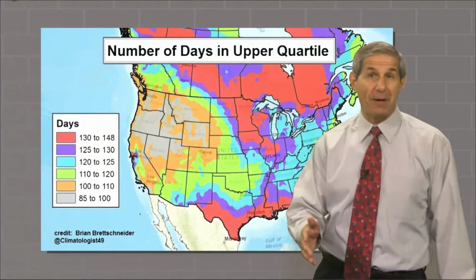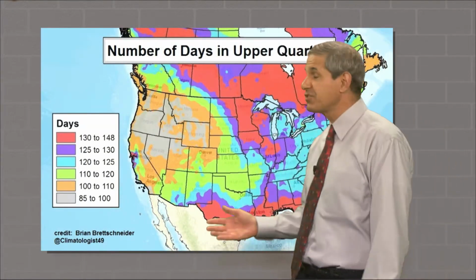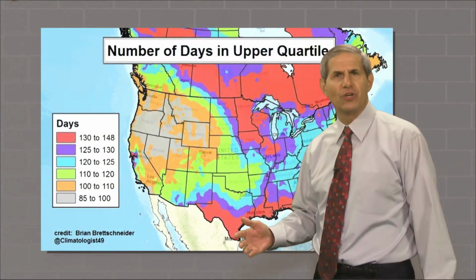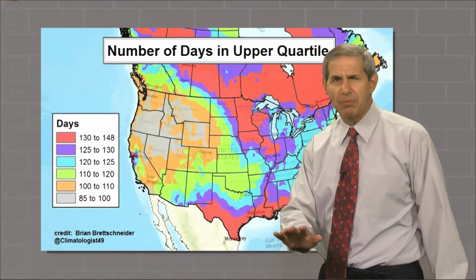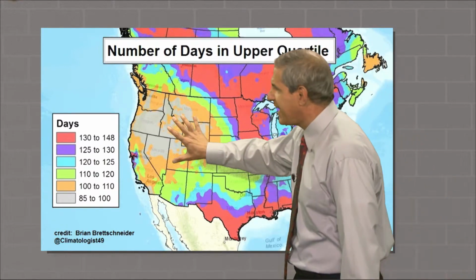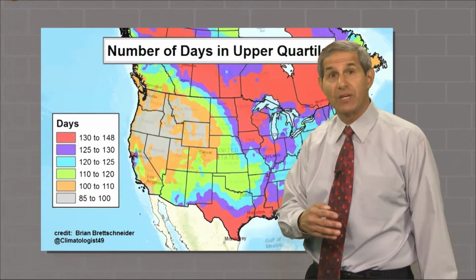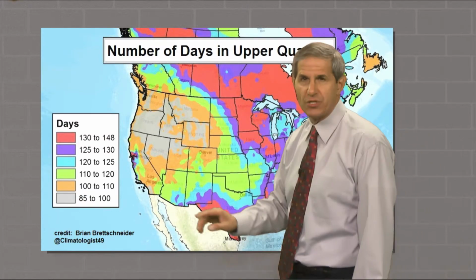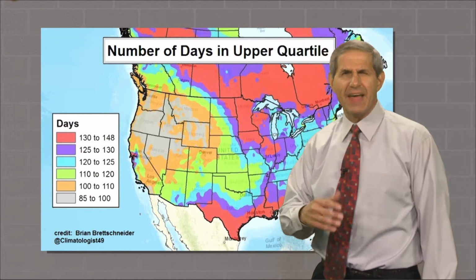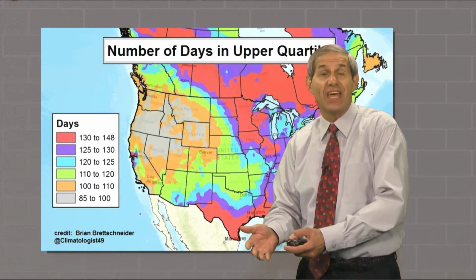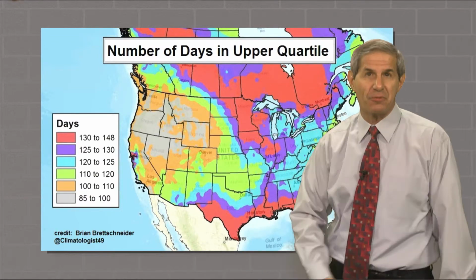And finally, here's the map I promised. This shows the length of summer using this alternate definition. It's kind of complicated, but the gray and tan in the higher elevations of the interior west indicate generally 90 to 100 days in the upper quartile. That's because they tend to spend many days at the other extreme of temperatures.